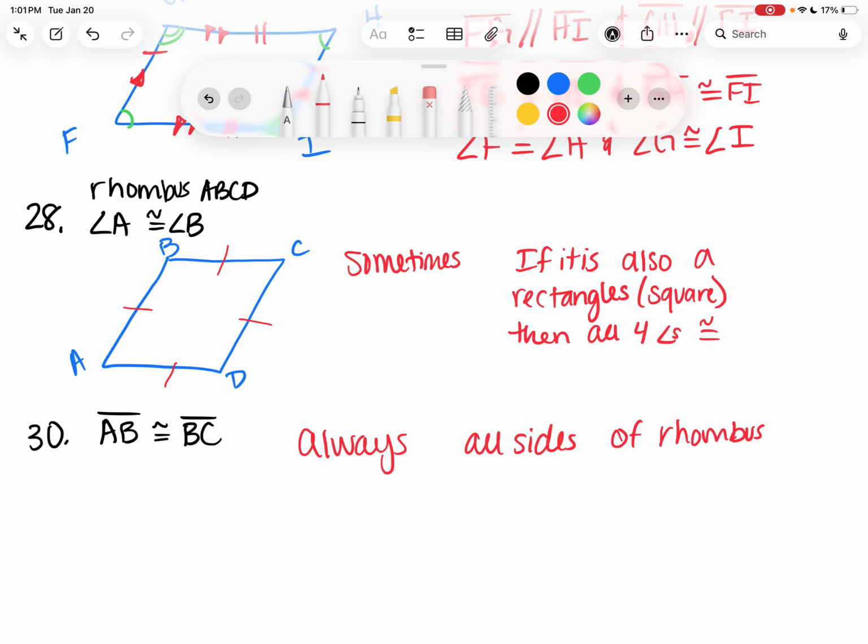I just used the picture above again. A rhombus, all four sides are congruent. A parallelogram, just opposite sides have to be congruent. So a parallelogram could be a rhombus, but it doesn't have to be. I thought it was the other way around. A rhombus is always a parallelogram. A parallelogram is not always a rhombus.